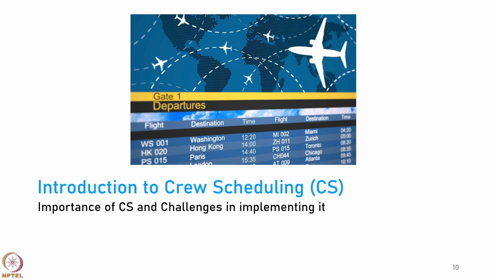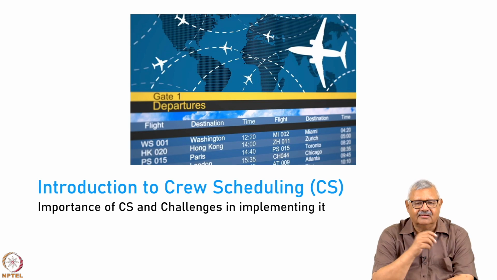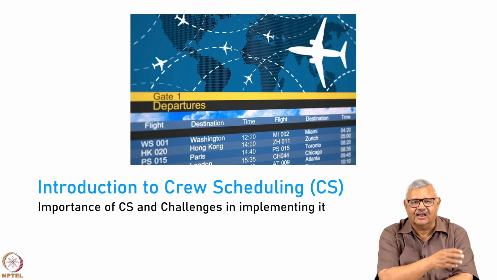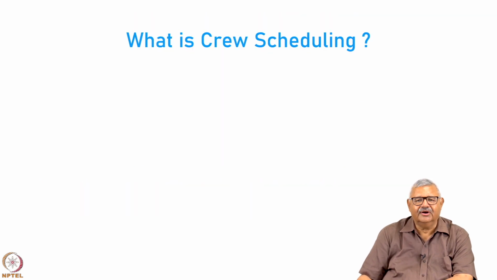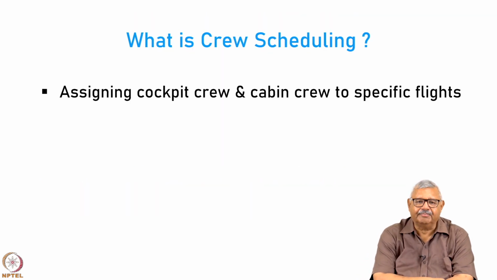So, with this we now come to the topic that we want to look in more detail, which is the last one, that is crew scheduling. We will look at its importance and also we will look at what are the challenges in implementing the crew scheduling. So, what is crew scheduling? Assigning cockpit crew and cabin crew to specific flights.